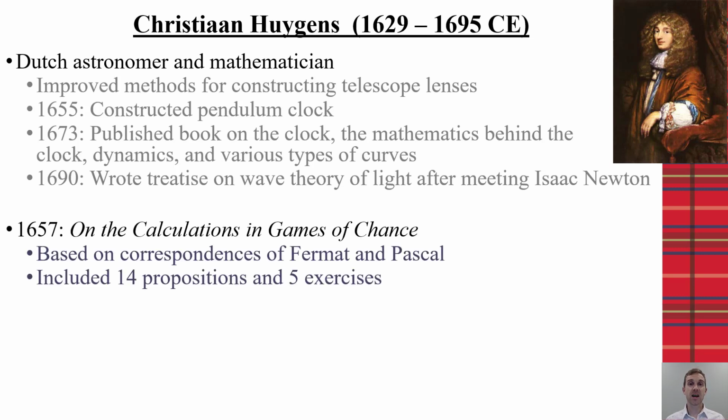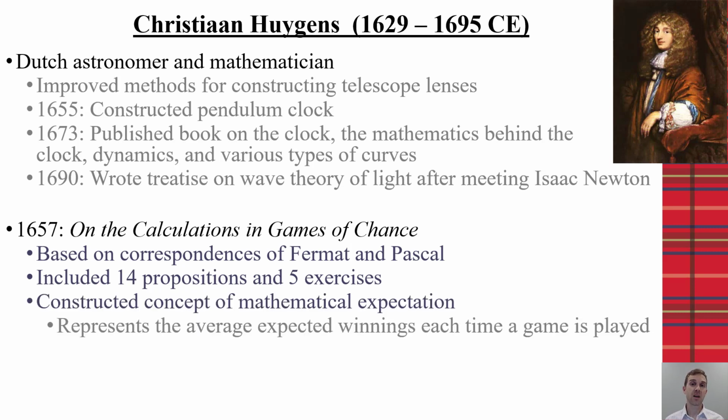Now, in that time frame, he also is doing work in mathematics. One such thing, after reading the works of Pascal and Fermat, he created On the Calculations in Game of Chance, which included 14 different propositions and 5 exercises for people to work out. Now, within those propositions comes one of the most foundational ones in probability, which is mathematical expectation, or the expected value. This represents the average expected winnings each time a game is played.